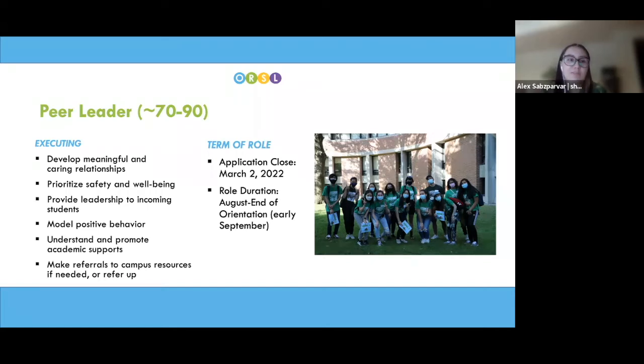And you're modeling positive behavior throughout the week or weeks of orientation. And this is also a great time to develop connections and relationships with your group. You can also promote academic support. So a lot of resource sharing.